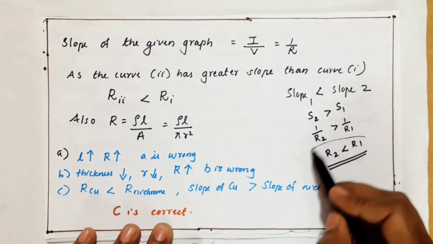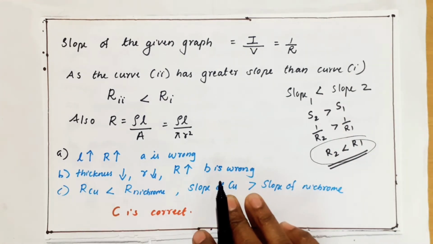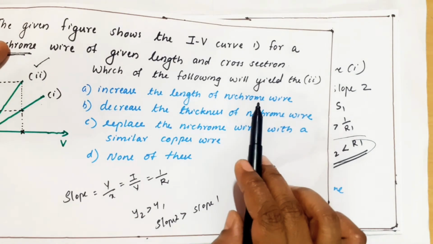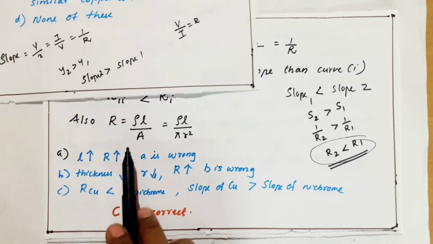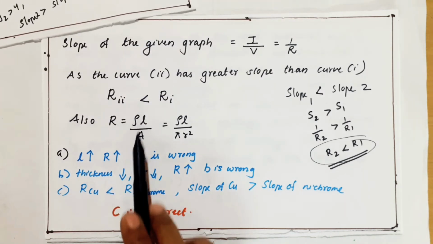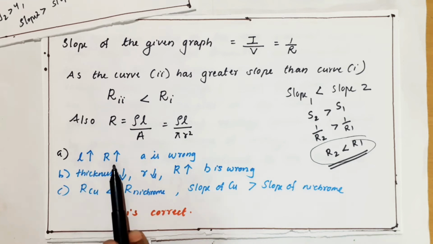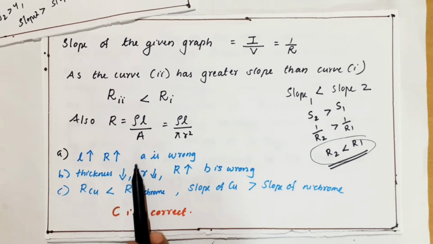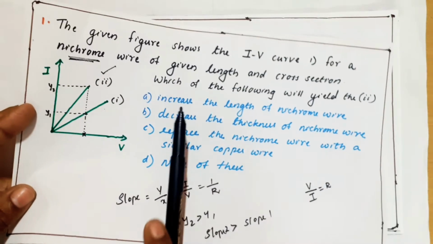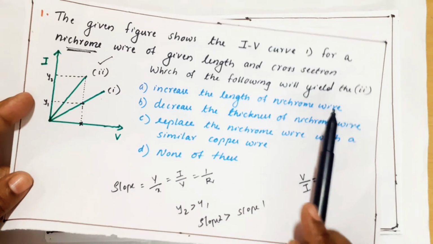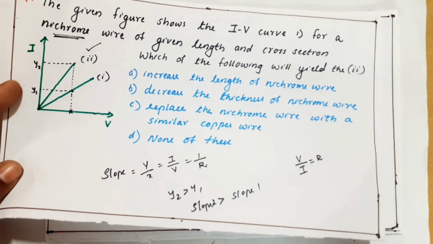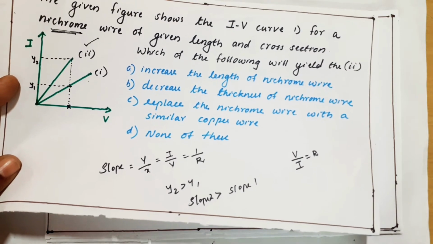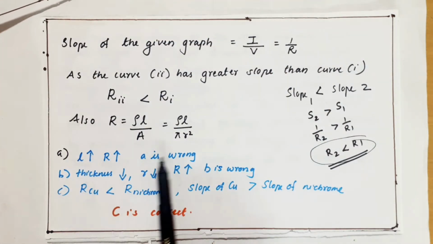So from the given data, if you increase the length of the nichrome wire, I should get less resistance. That is the meaning, right? But that is not possible because the resistance equation is R equals rho L by A. If length increases, resistance also increases. If resistance increases, we don't get that graph. So option A is wrong. If you increase the length of the nichrome wire, you won't get the second graph because the resistance also increases. So the first option is wrong.